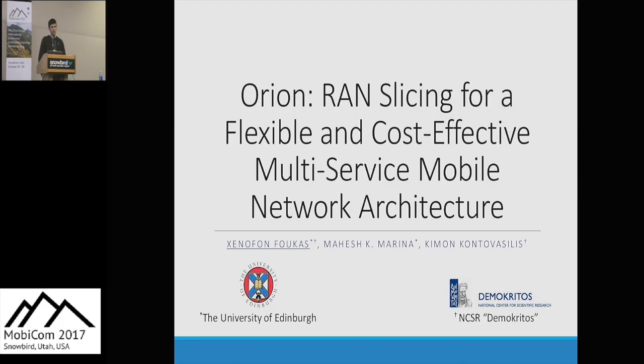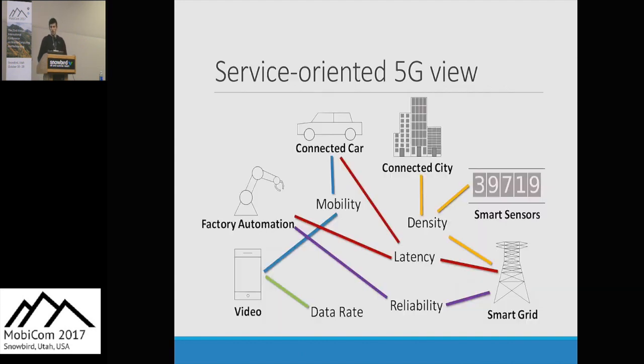Today I want to talk about Orion, which is a network slicing system that we have designed and implemented, and which targets radio access networks in the context of 5G. And I want to begin by first giving a brief motivation behind the problem.